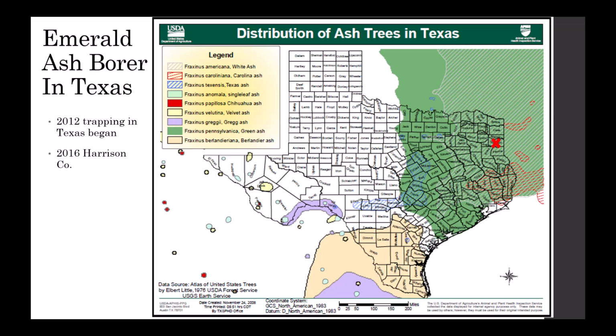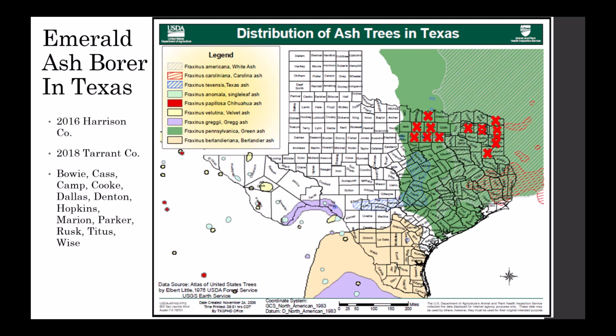Soon after, in 2018, emerald ash borer was found in Tarrant County. The jump from Harrison to Tarrant was likely due to movement of firewood, infested nursery stock, or other wood products. This was not a natural spread, but facilitated by human help. Natural spread varies in different areas, from 1 to 2 miles in states like Vermont to 2 to 3 miles in states like North Carolina.